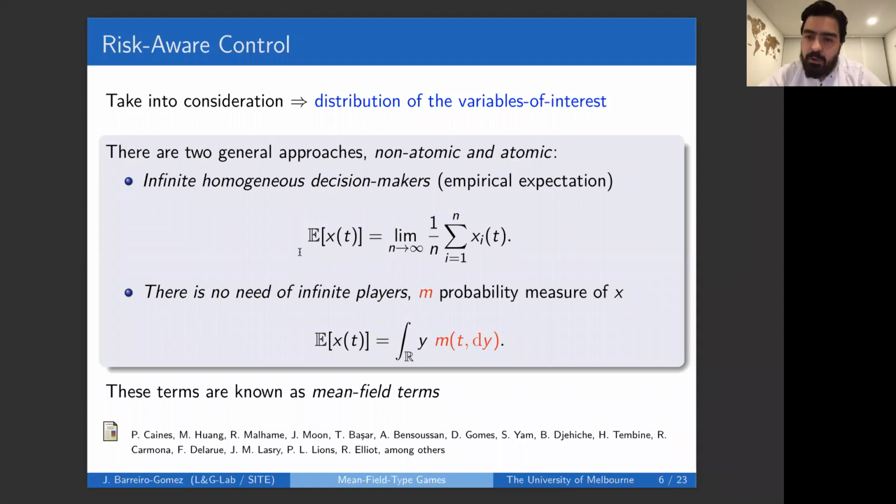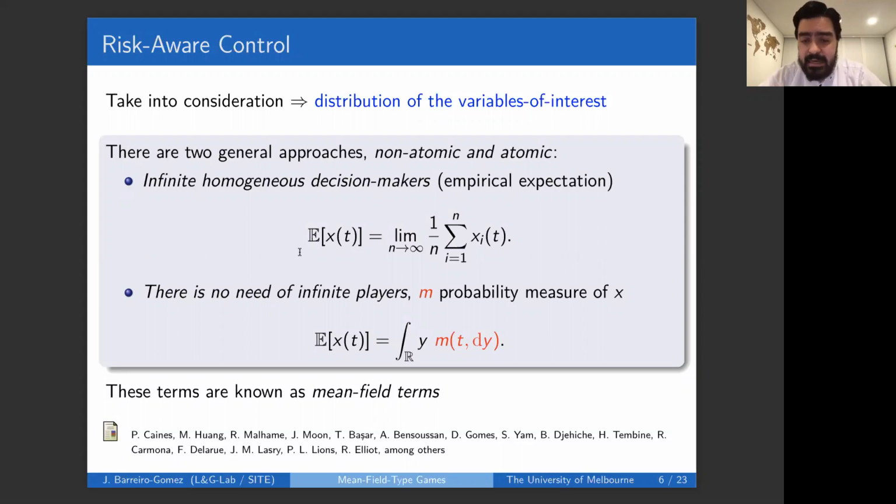And on the other hand, we have the atomic games. So under this approach, or under this class of games, we have a finite number of players. And then we can check the distribution of the behavior of the states and the control inputs. So we use the probability measure of the states to compute the expected behavior.